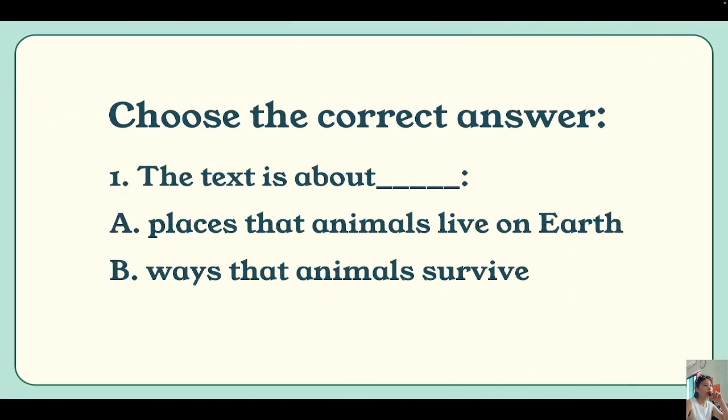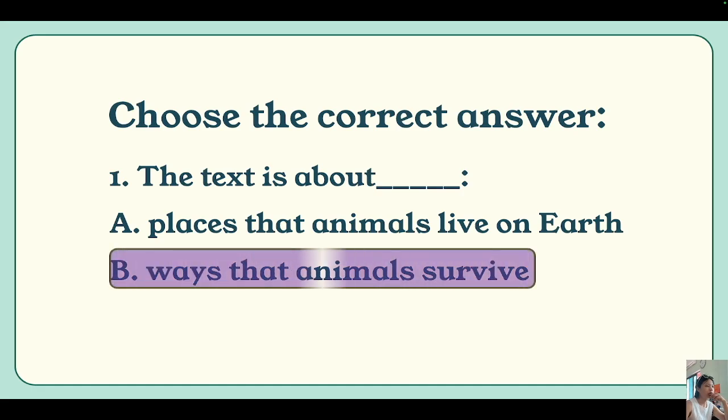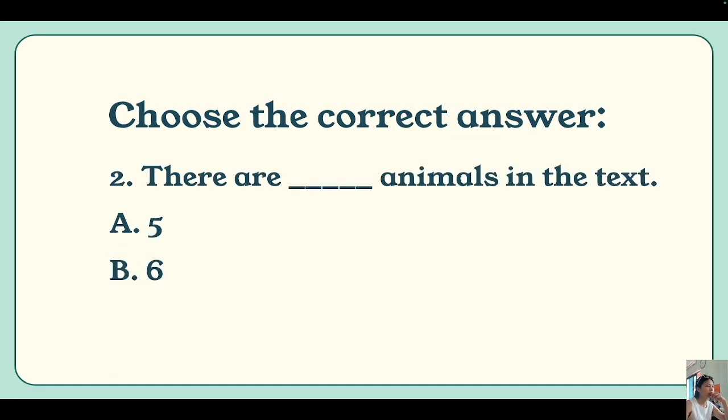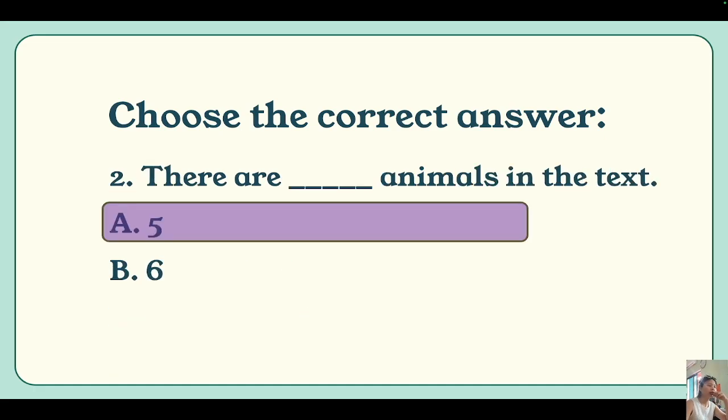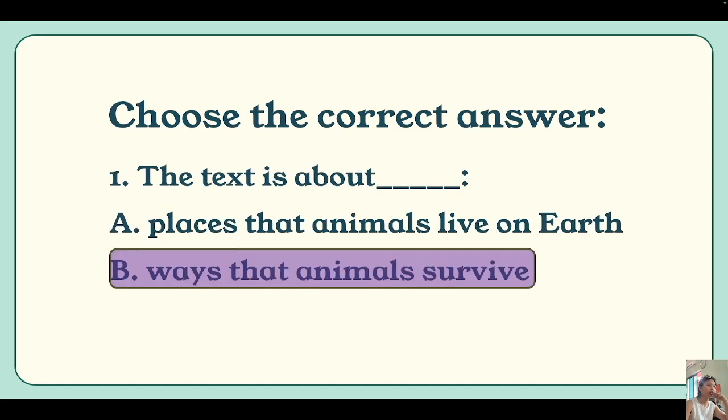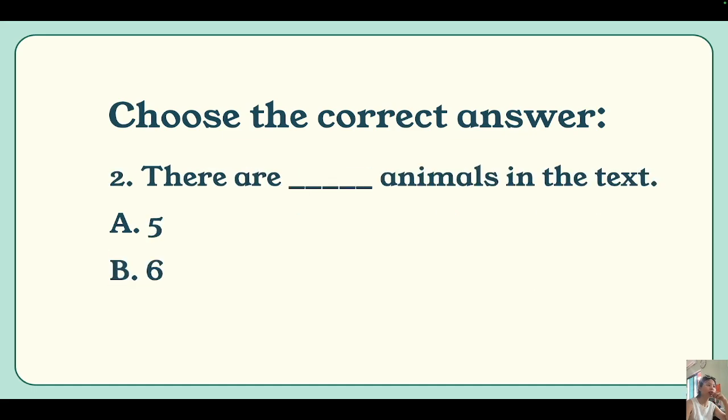And here they are. Number 1, the text is about... This is too hard for them because they haven't learned the skill of skimming or scanning for the main idea. Number 2 is a details question. For this question, you have to count the animals, and they can't do it. Number 1, they did it well. Most of them got the correct answer. But for number 2, I have to instruct them a lot. I have to tell them to count the number of animals they see in the text.